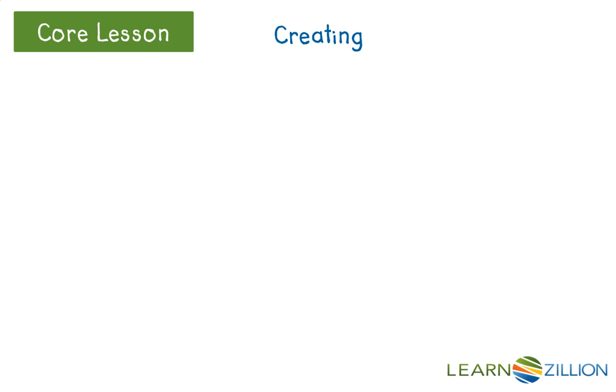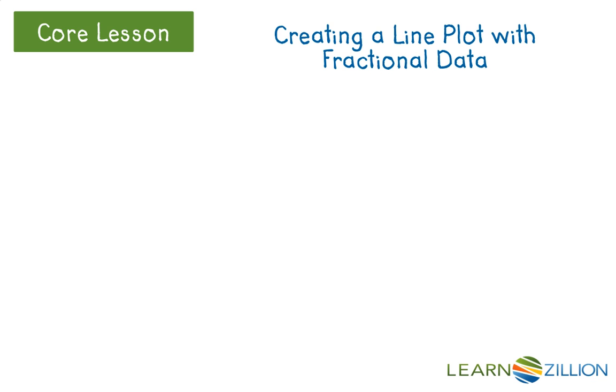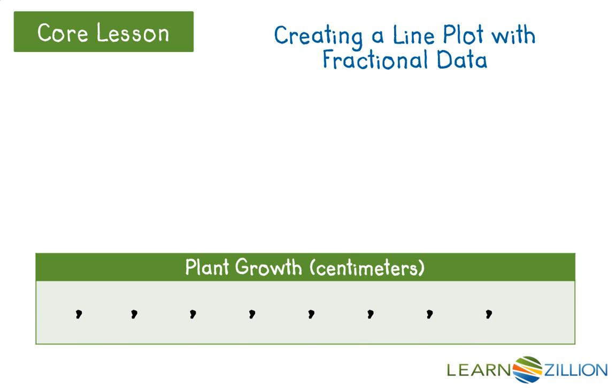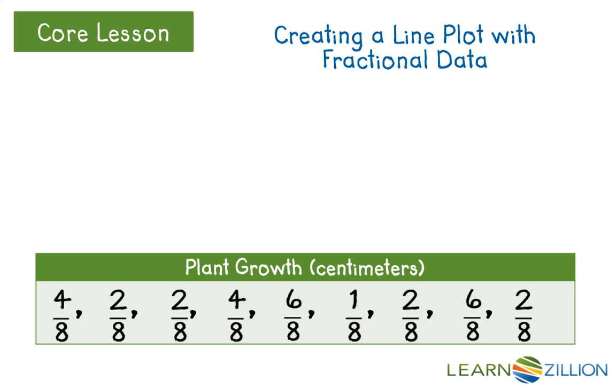When we are able to organize our data using line plots, it makes it easy for us to work with the data. In this situation, we are completing a science experiment, and in this experiment, we're looking at a plant's growth pattern. We have the data in order of days, but for our line plot, it would be helpful to put the data in order from least to greatest. And in order to do that easily, we need to find common denominators for our fractions. Once we have the common denominators, we can easily put the fractions in order from least to greatest.